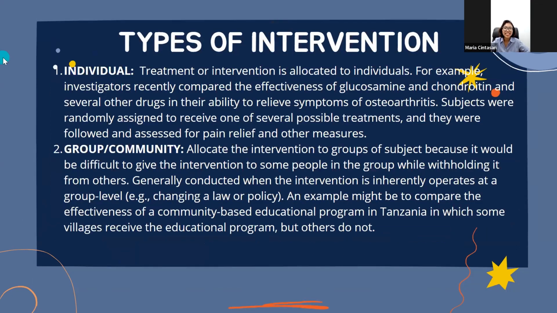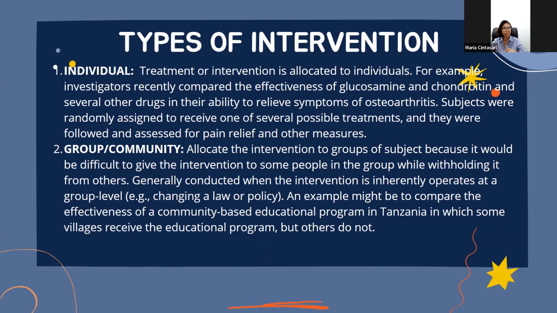Okay, next slide, please. So there are two types of intervention studies. The first one is individual study. The treatment or intervention is allocated to individuals. For example, investigators recently compared the effectiveness of glucosamine and chondroitin and several other drugs in their ability to relieve symptoms of osteoarthritis. Subjects were randomly assigned to receive one or several possible treatments, and they were followed and assessed for pain relief and other measures.